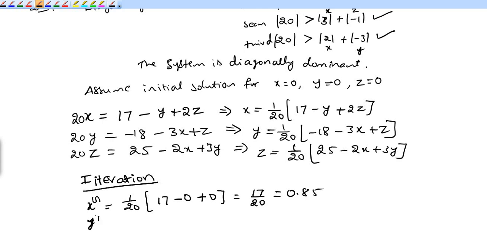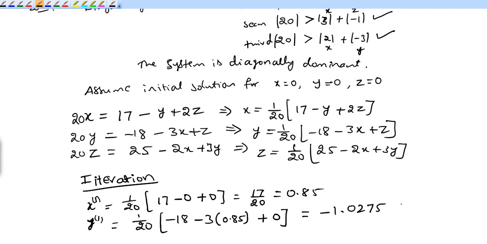Similarly, y1, first iteration, 1 by 20 into minus 18 minus 3 into x1 value you have to use here. x1 is 0.85, the latest value, not 0, plus z is 0. So if you simplify this, we get minus 1.0275.